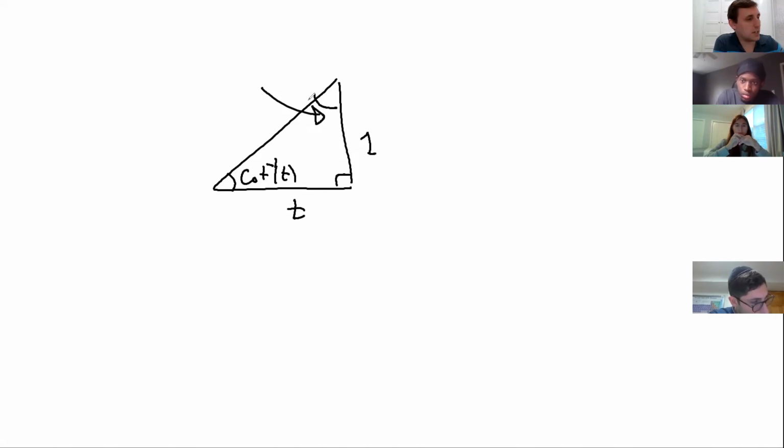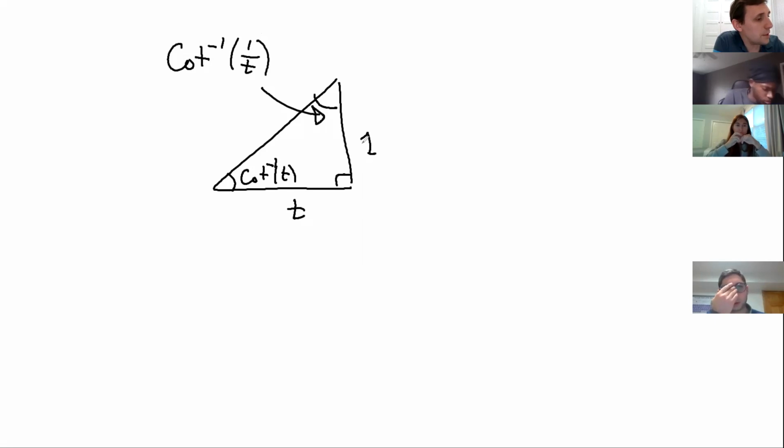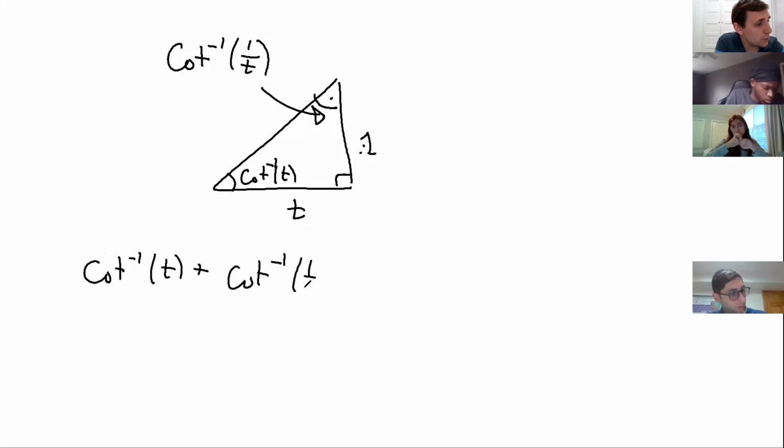Well, the answer is very obvious, guys. It is cotangent inverse of 1 over t, right? In other words, this is the angle that cotangent would map to 1 over t. Are you with me? What is cotangent inverse of 1 over t? It means the angle that cotangent will map to 1 over t. If I take cotangent of this angle, this is adjacent, this is opposite. So it's 1 over t. So then what, please, if you understand, cotangent inverse of t plus cotangent inverse of 1 over t is equal to what? What's the constant?